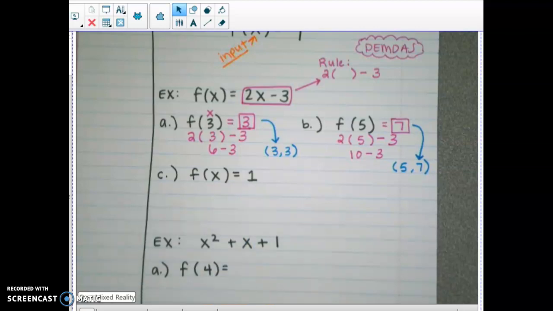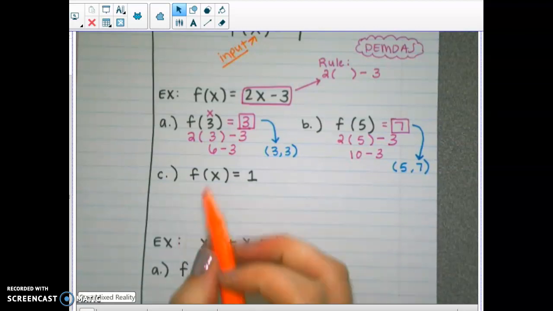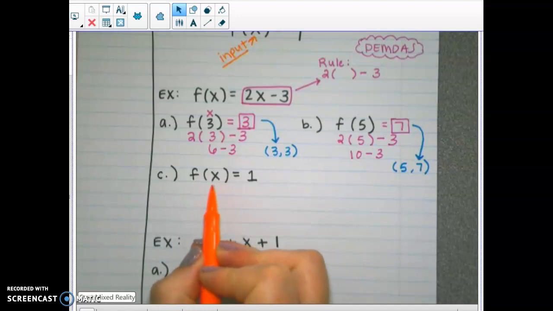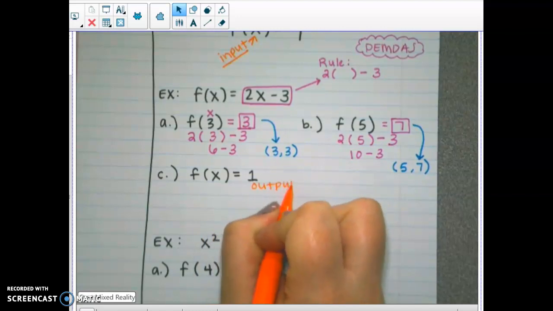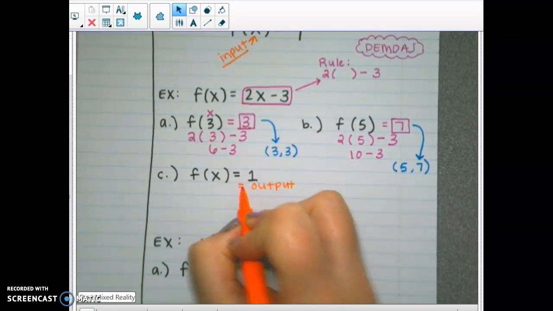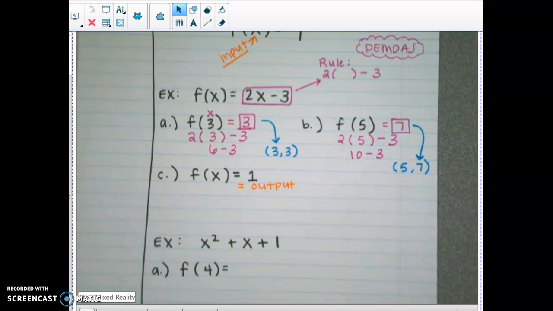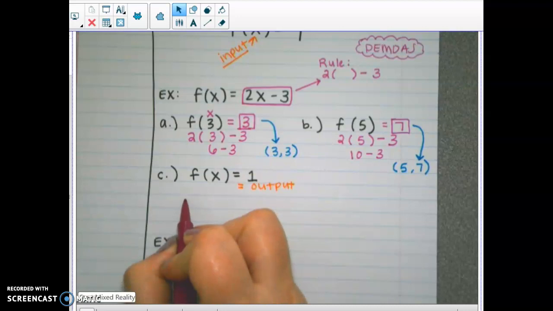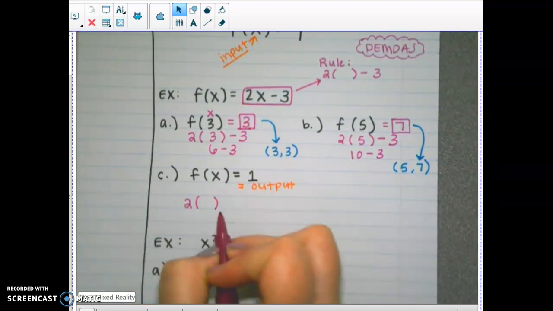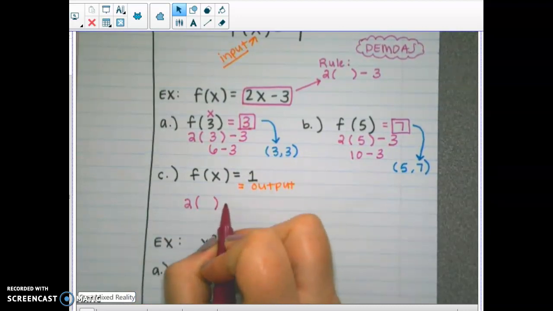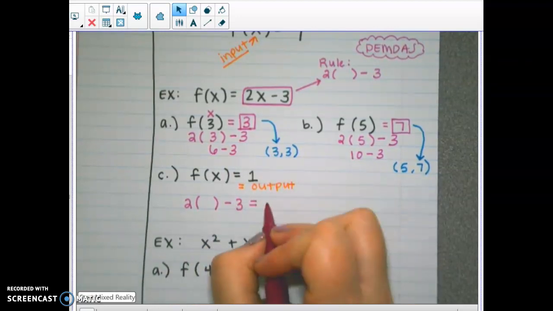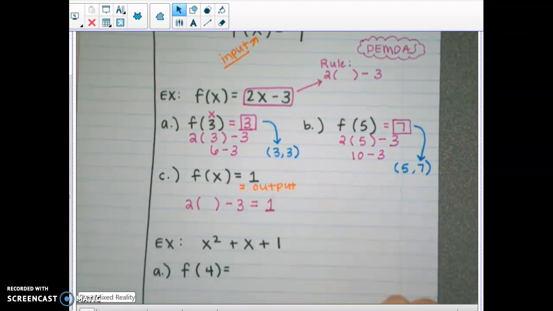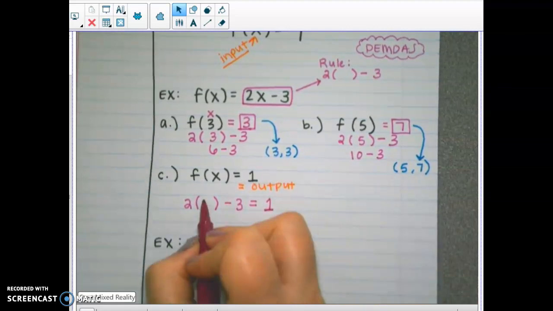So be careful with these. These ones are a little bit tricky. The input is the number inside the parentheses, but the output is the answer. So in this case, I'm telling you that I need the answer to be 1. So let's revisit our rule. 2 times something minus 3, in this case, has to equal 1. So I'm solving for x.